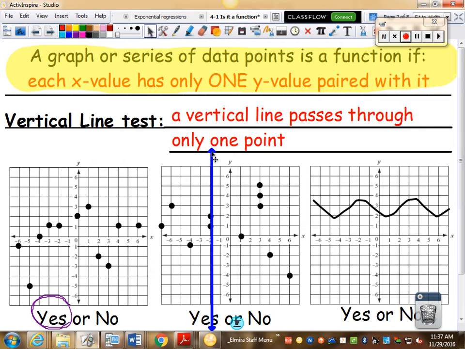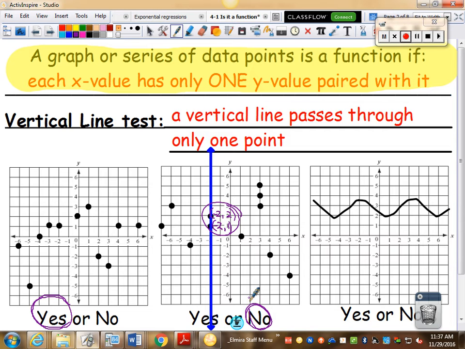Uh-oh, it's touching two dots at the same time right now. Here it is, it's touching this dot at -2, 1, and it's touching this dot at -2, 2. Okay, so this is one x value. Both x values are -2, same x value, but two different y values. That would be a fail of the vertical line test, and I would say no.